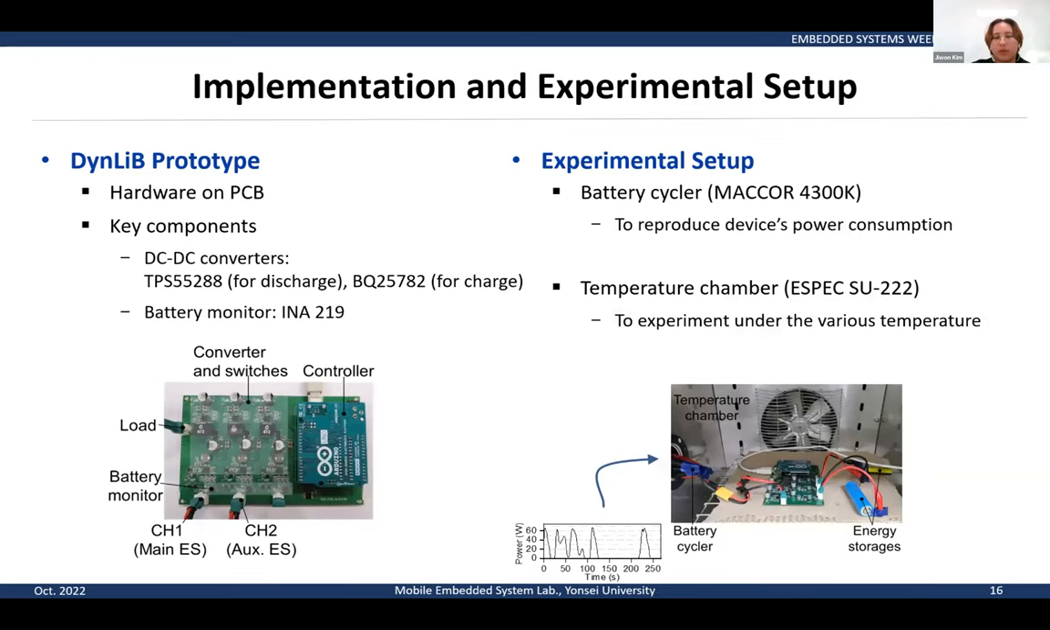We implemented the prototype hardware to evaluate the functionality and the performance of our technique, as shown in the picture on the left. And the experimental environment was set up like the picture on the right. We reproduced the battery discharge of the real experiment using a battery cycler. And the ambient temperature was controlled with the temperature chamber.